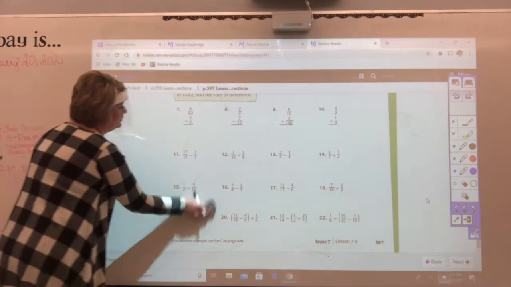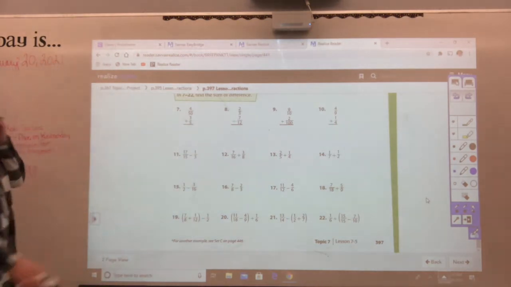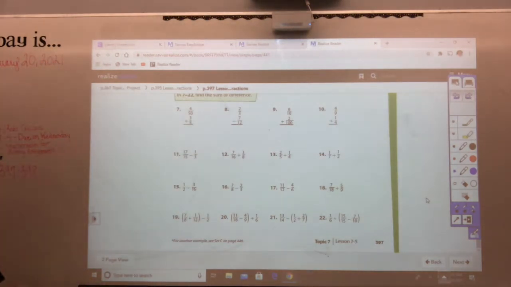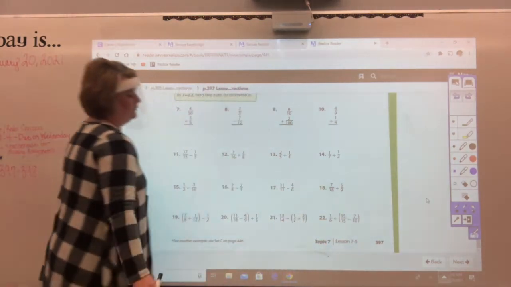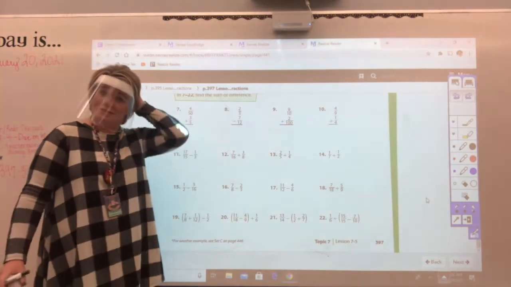Bentley, pick a number. 3 to 22. Ooh, I see parentheses, but let's stop for a minute, okay? Let's just think for a minute.